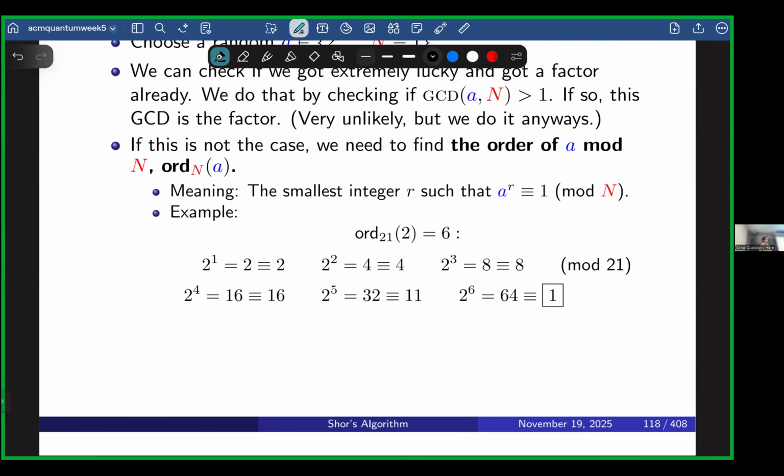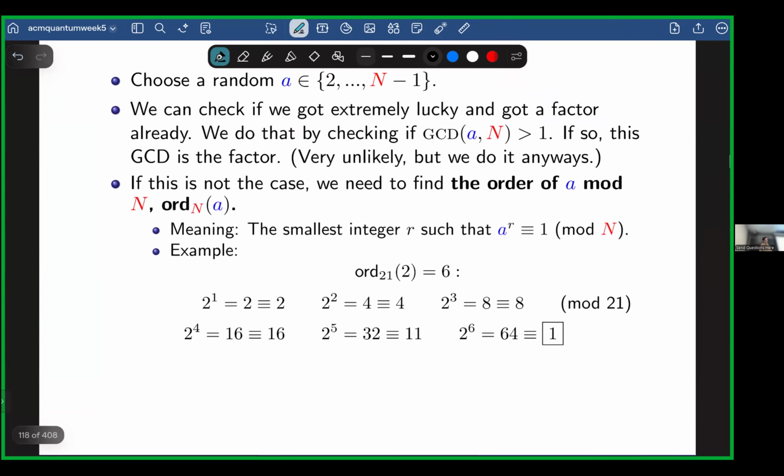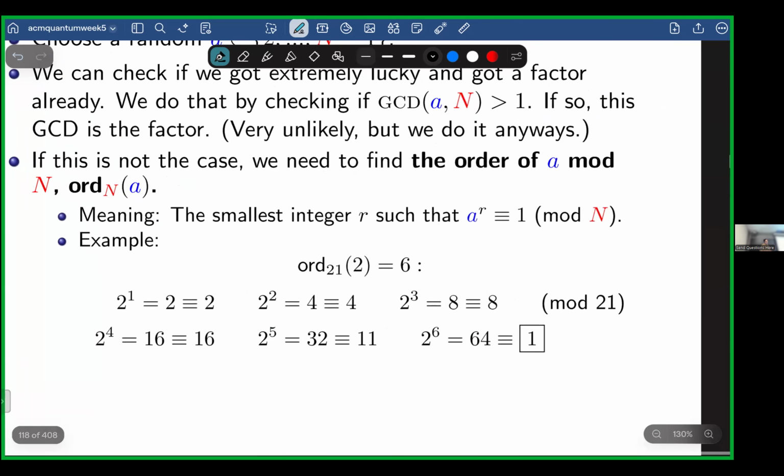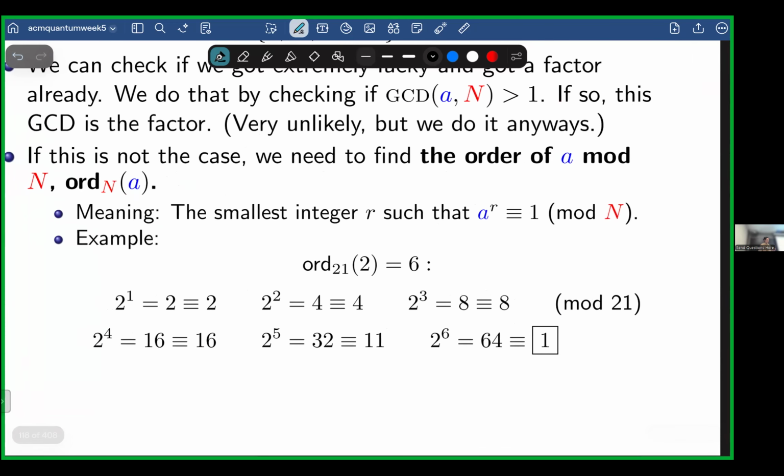Power to the 8 1. Yeah. So the order of A mod n is the smallest integer R such that when you take that random number A and raise it to that order R, you get something equivalent to 1 when you do mod n. So here's just an example to make that clear.